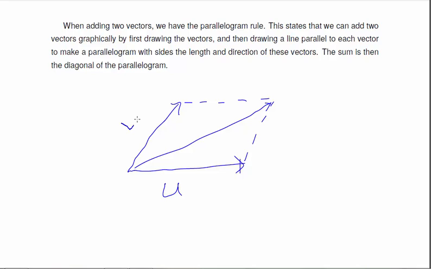So if this is u and this is v, this vector here is u plus v. So this is the parallelogram rule.